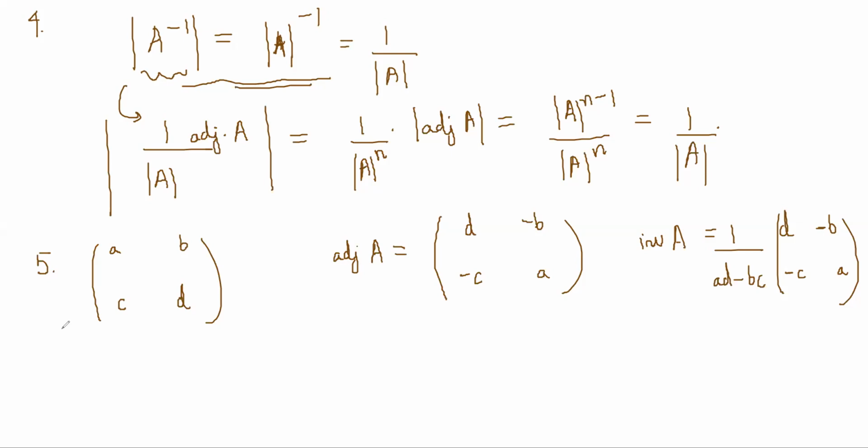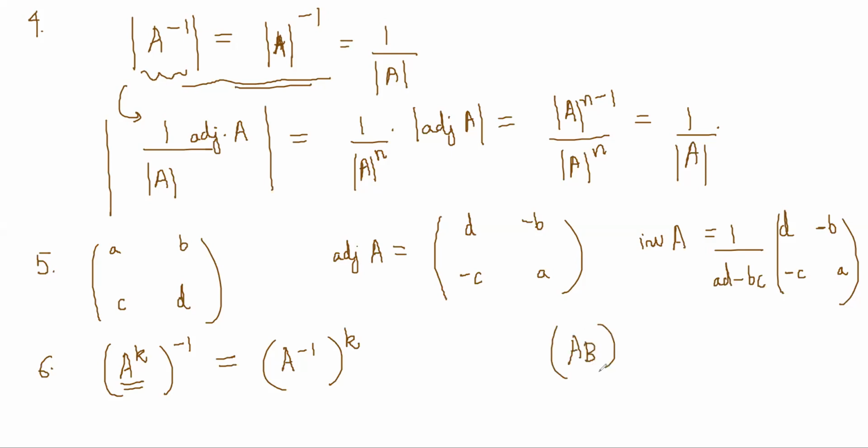We have a property that says the inverse of A to the power K is equal to A inverse to the power K. This is true. You can think about it the same way as above: we did AB inverse was B inverse A inverse. Similarly, you can show this if K is some number. So this is fine.